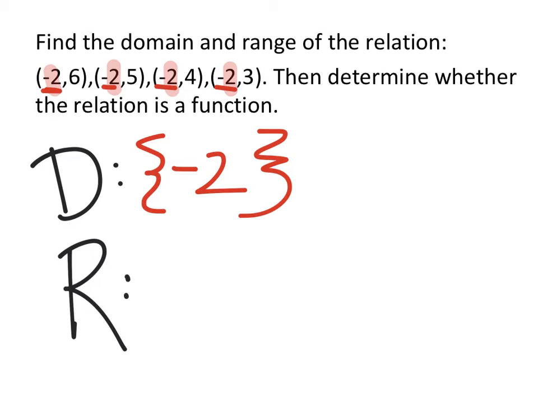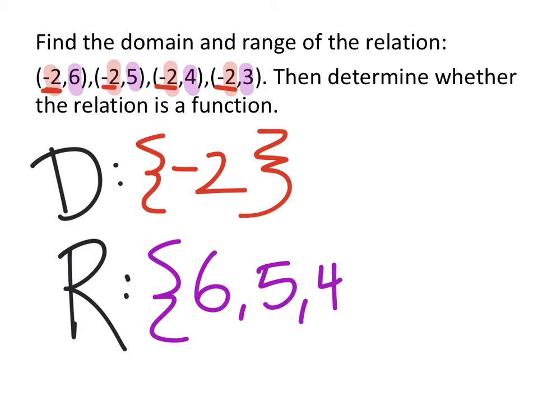So the range is all of the y values. Let's highlight these so we can see them. We got 4 different range values, 4 different y values: 6, 5, 4, and then finally 3. So we close it with our fancy brackets, and this lists the domain and range.